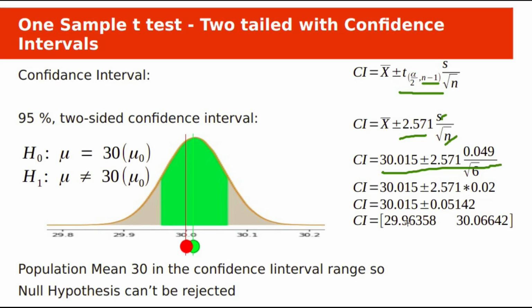If you calculate this value, the lower bound would be 29.96358, and the upper bound 30.06642. This sample mean, this green dot, is 30.015, this is the lower bound 29.96358, and this is the upper bound 30.06642. The population mean mu naught 30 is between this confidence interval range, so you cannot reject the null hypothesis.